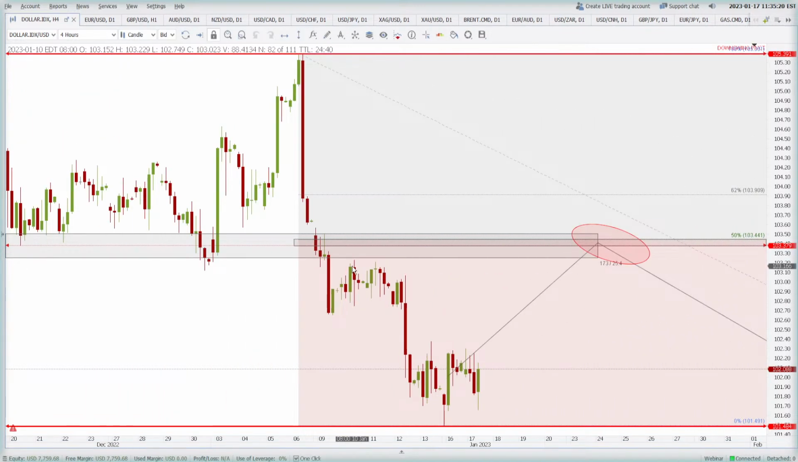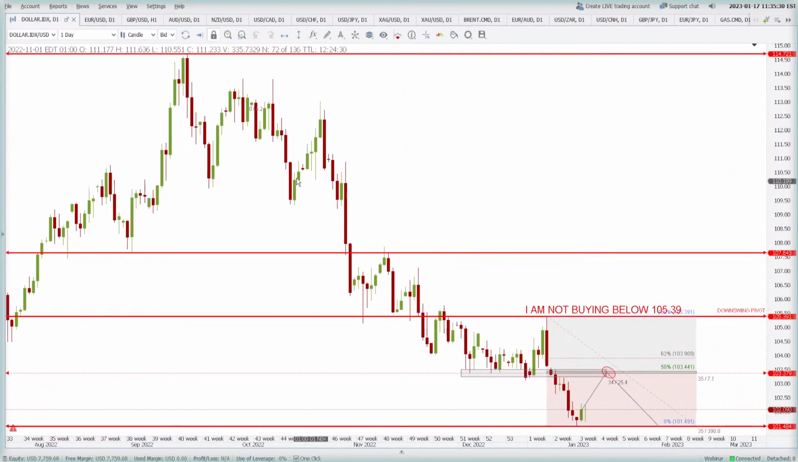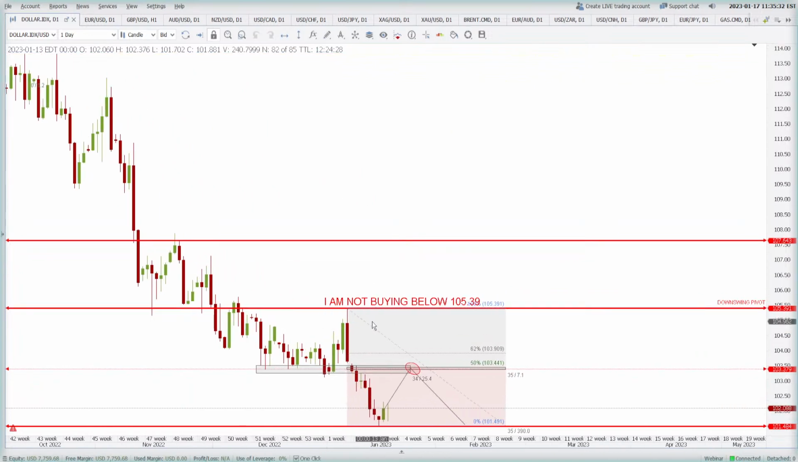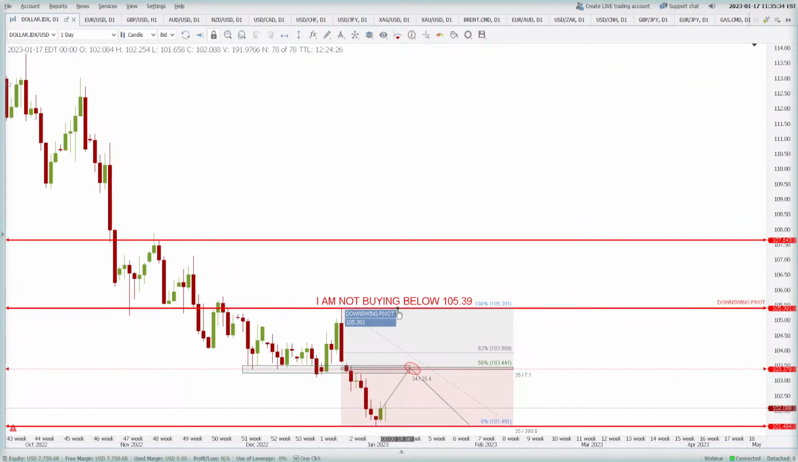So this becomes a swing on the 4 hour time frame. You have to understand this when I say this. But on the daily, because we are doing our analysis on the daily chart, the scenario is different. For the daily, we need a close above 105.39 for us to become buyers in the dollar.